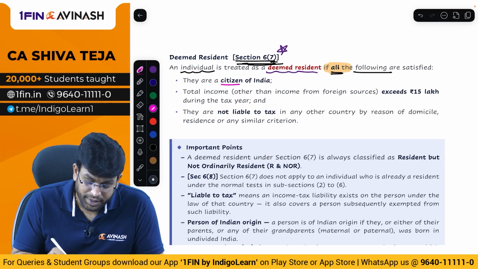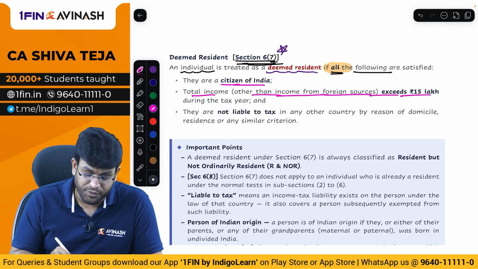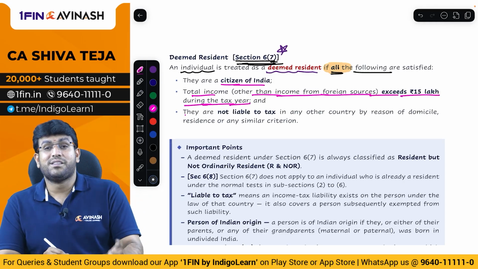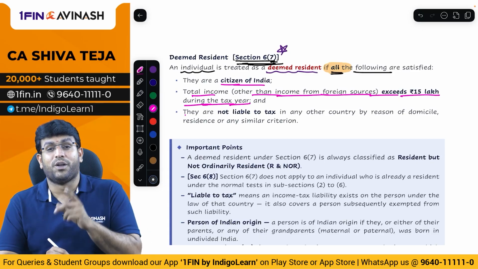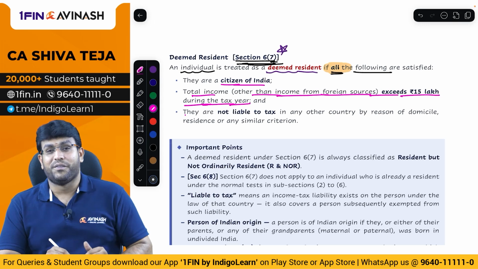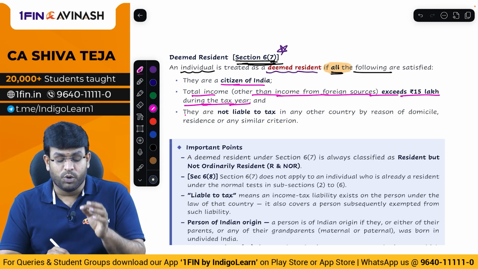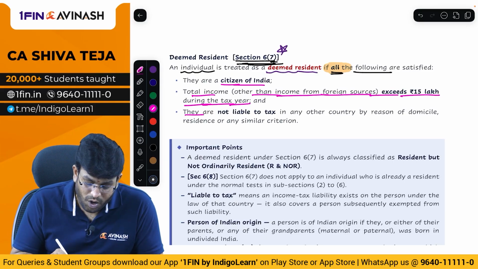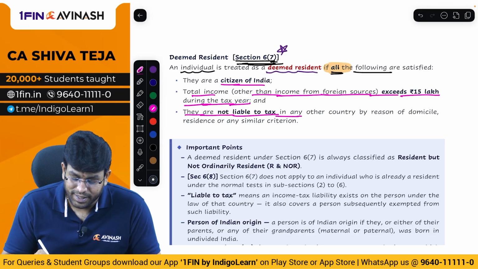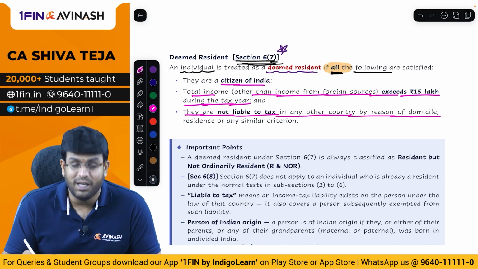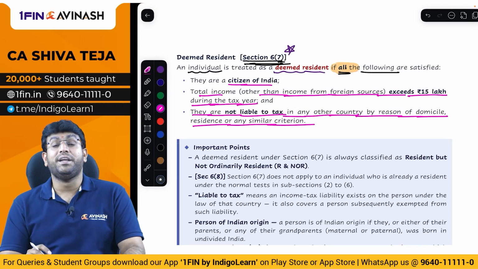Number 1, Indian citizen. Number 2, total income other than income from foreign sources exceeds 15 lakh rupees during the tax year, similar to the previous point we just covered in 6.5. But that was about an Indian citizen or a person of Indian origin who is coming to India for a visit during the previous year. But what is this point? Deemed resident: Indian citizen, total income other than foreign sources more than 15 lakhs, and they are not liable to tax in any other country by reason of domicile. Domicile means usually staying in that country, residence, or any other similar criteria.